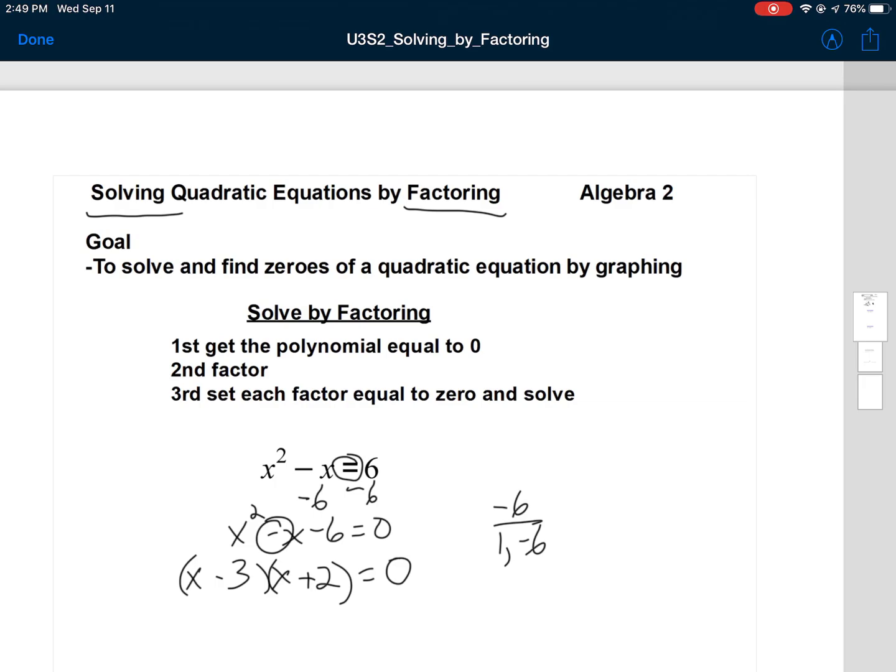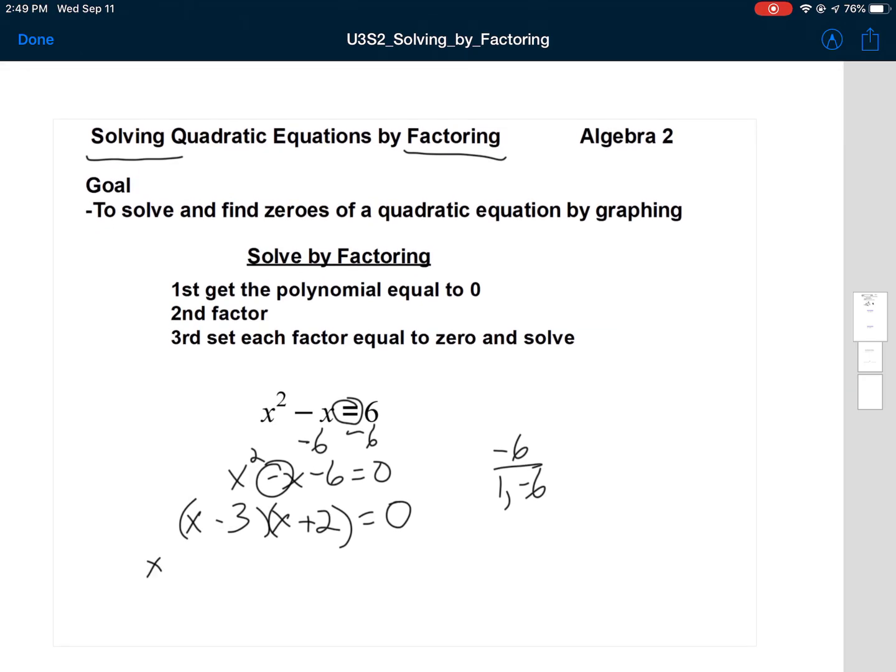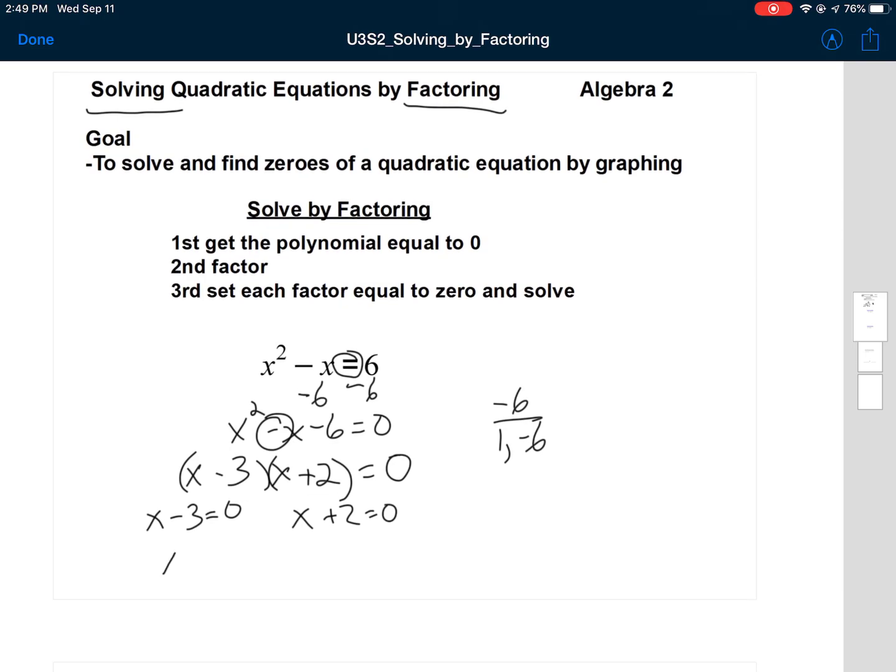Now lastly, to solve, I'm just going to take these factors and set them equal to 0 and do whatever inverse operations I need to do. So I would add 3 and get x is equal to 3, and subtract 2 and get x is equal to negative 2. And those would be my solutions if I were to solve by factoring.